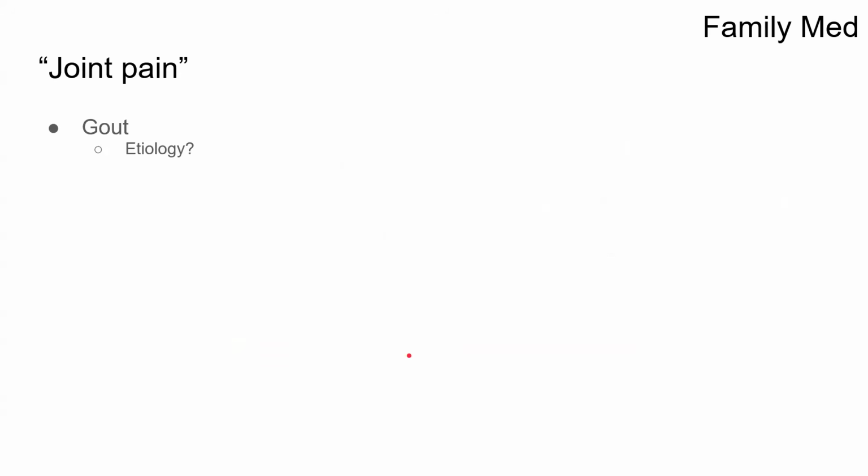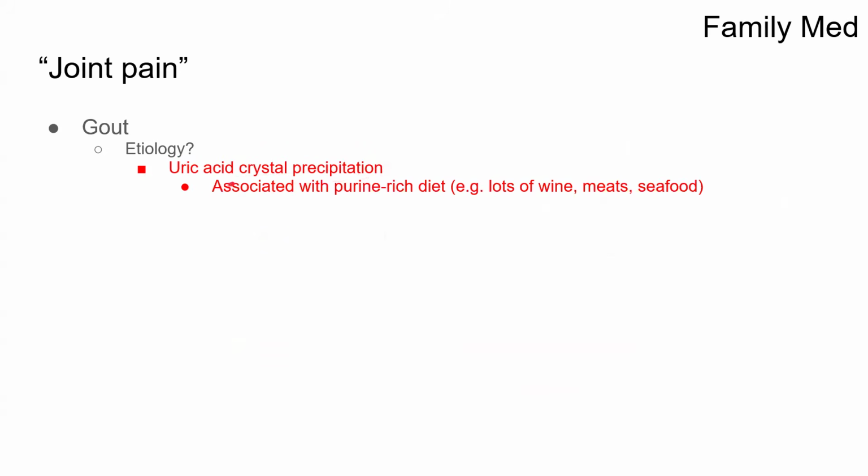Okay, so this was gout. The etiology of it is, as I said before, uric acid crystal precipitation. As I said before, it's associated with a purine-rich diet, so lots of wine, meat, seafood, or in the patient vignette, hydrochlorothiazide use causing hyperuricemia. One other thing that's important to consider for gout, these are usually in older adults that have this suboptimal diet, so to speak, or risk factors for gout.